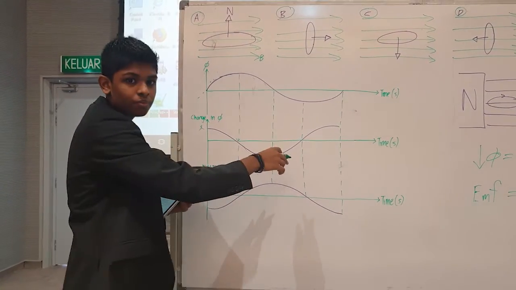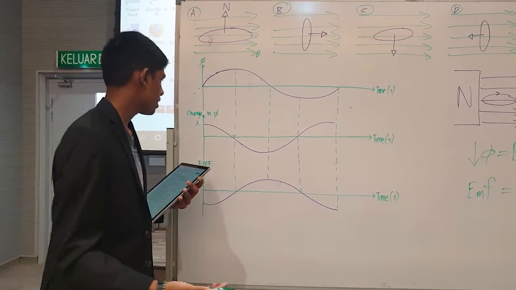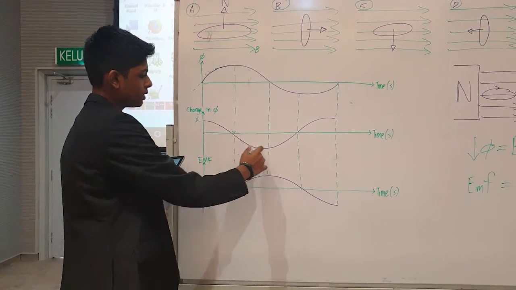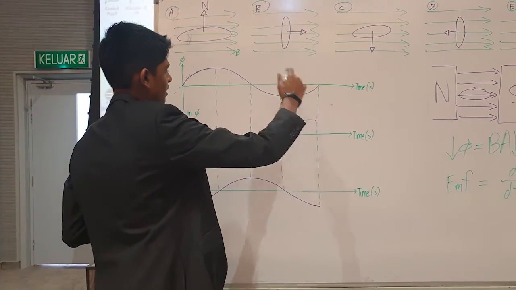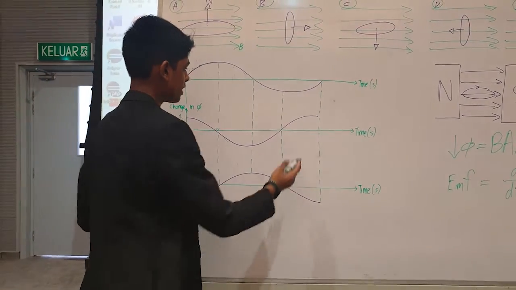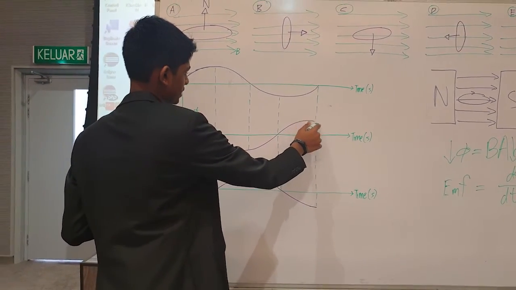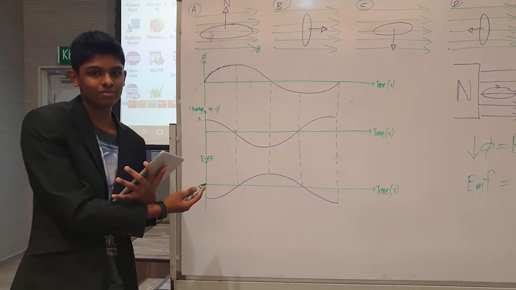As the graph goes down, the gradient will increase to its highest but in a negative value. Therefore, the change in flux will go below the x-axis. And as the flux goes up again, the gradient will increase and reach its maximum value. Therefore, the change in flux will be at its maximum value. And this will be how the change in flux over time graph look like.